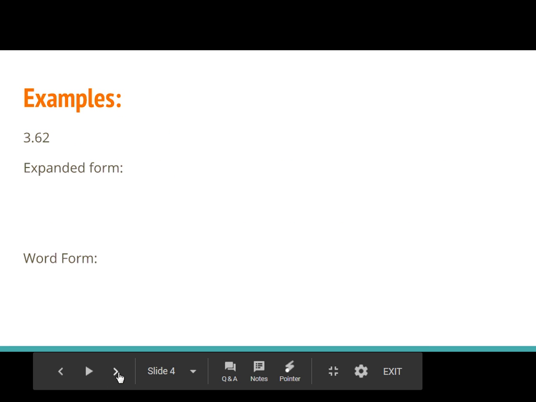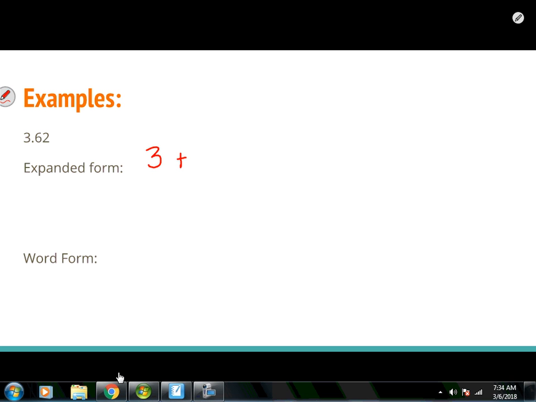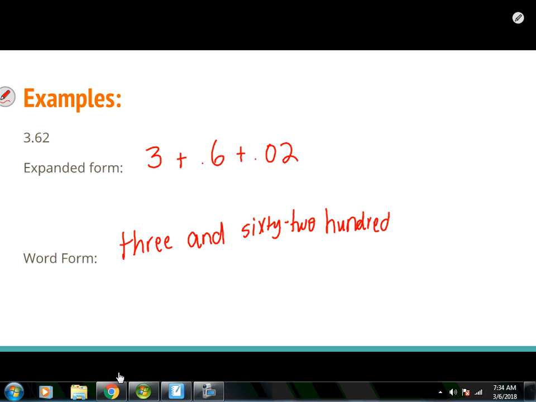Okay, here's some examples. We have the number 3 and 62 hundredths. If we're going to write this in expanded form, we would write 3 plus 6 tenths plus 2 hundredths. Word form would be 3 and, because we read a decimal mark as the word and, 3 and 62 hundredths. Very important to put the THS on the end there. That shows us that it's a decimal.